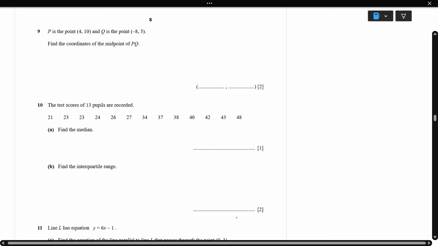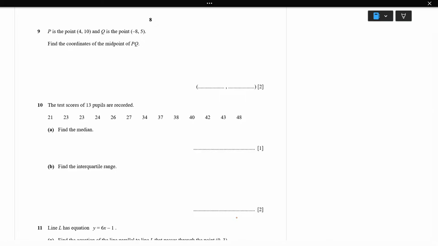Next, P is the point (4, 10) and Q is the point (-8, 5). Find the coordinates of the midpoint of PQ. The midpoint is easy. For x, minus 8 plus 4 over 2, and for y, 10 plus 5 over 2. So here minus 4 over 2 is minus 2, and 7.5.